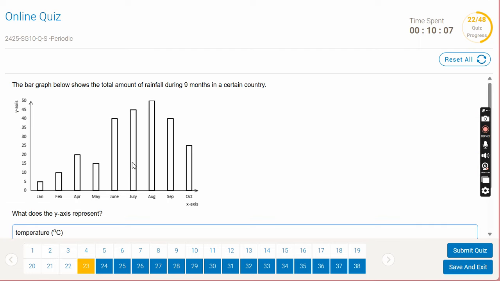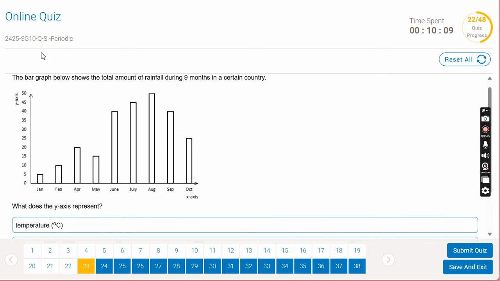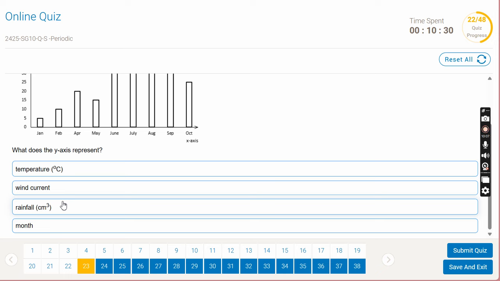The next one, what does the y-axis represent? Let's first read. The bar graph below shows the total amount of rainfall during 9 months in a certain country. So amount of rainfall is on your y-axis. You see that? The amount of rainfall on the y-axis? This is the amount of rainfall. The rest of them is the month. So the most amount of rainfall that fell was in August, which was 50, I think 50 centimeter cube. So we'll just say rainfall.